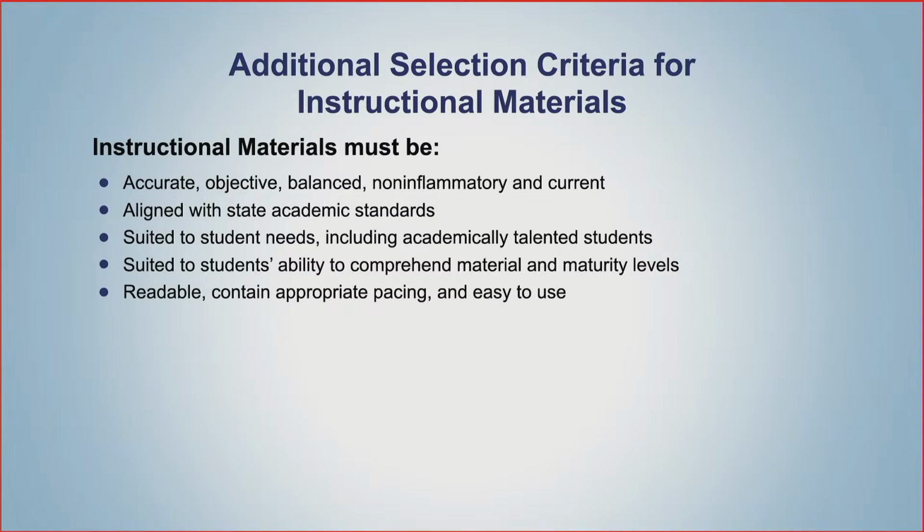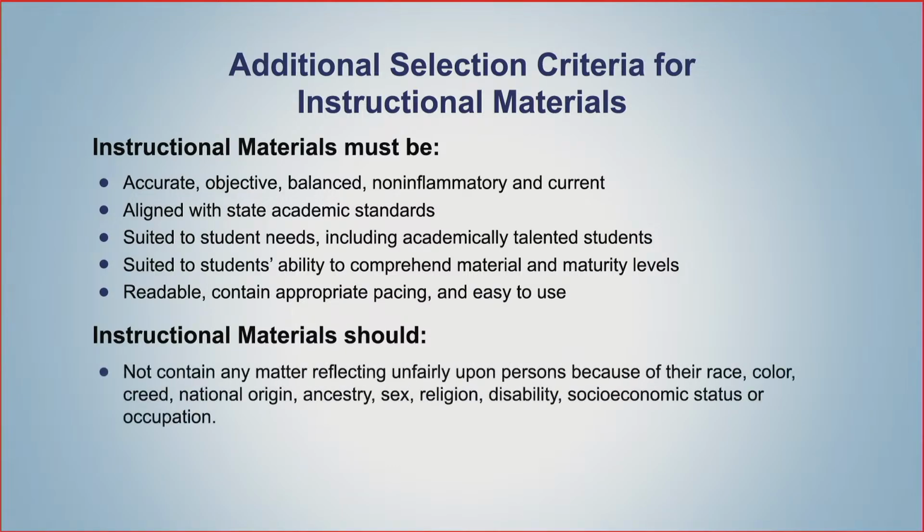The pacing of the material must be at a rate that allows students to understand it, and materials must be easy to use and durable enough for multiple uses. The selection criteria for instructional materials includes not only what must be considered and included, but materials that must not be included. Instructional materials that reflect unfairly upon persons because of characteristics which include race, color, creed, national origin, ancestry, sex, religion, disability, socioeconomic status, and occupation should not be included.